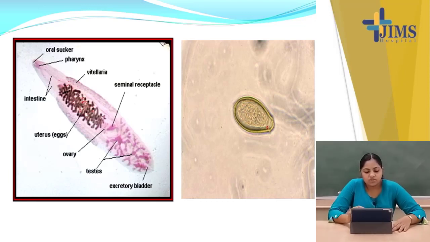It is a bile stained egg. Coming to the adult worm, the oral sucker is present at one end and the ventral sucker is toward the posterior end, and both male and female are present in the same worm, so it is monoecious.